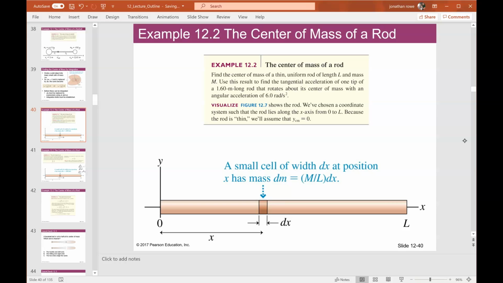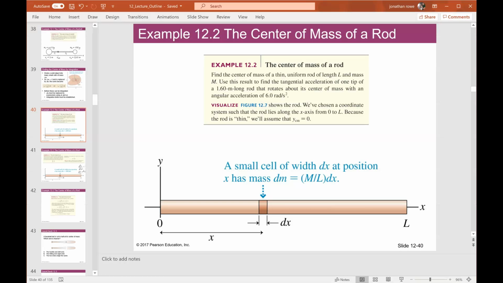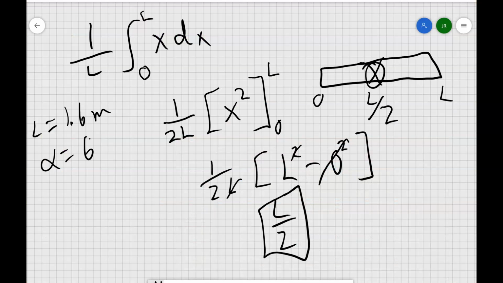All right. Now what does it want me to do? It wants me to find the tangential acceleration of one tip. It's a 1.6 meter long rod. It rotates about its center of mass. Angular acceleration 6. And we want to find the tangential acceleration. So L equals 1.6 meters. Alpha equals, didn't it say 6? 6 radians per second squared.